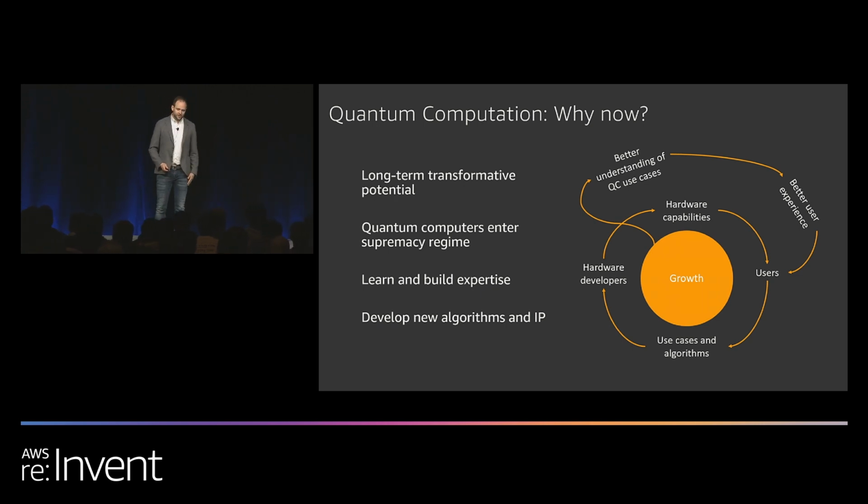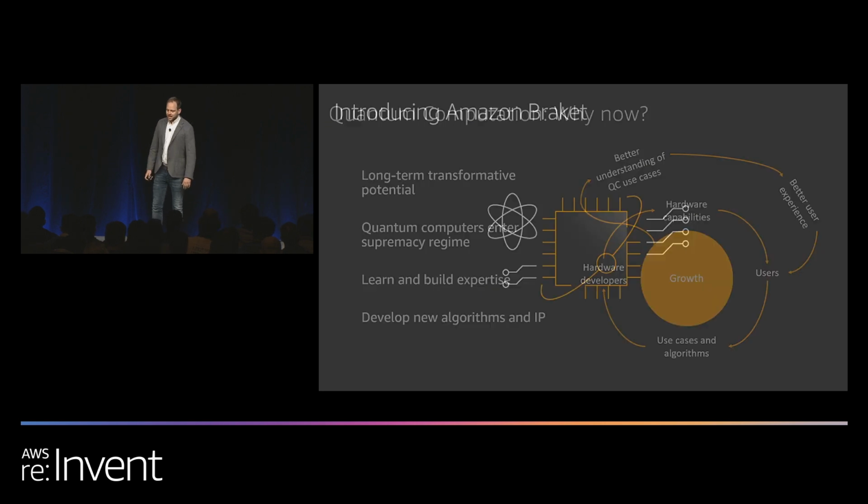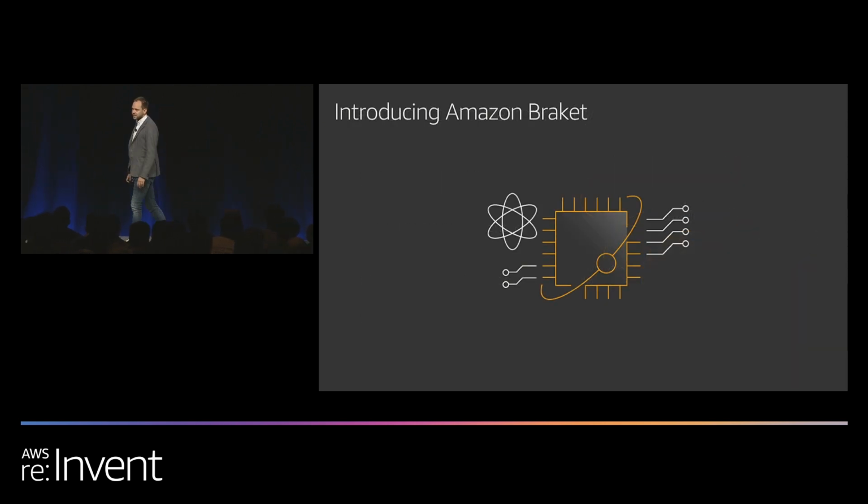Now, this is something that we call at Amazon a flywheel, and we have seen it time and time again across our business, that this accelerating pace of innovation is a really powerful force. And that is why we are introducing Amazon Braket, a fully managed AWS service that brings quantum computing resources in the hands of every developer and scientist.